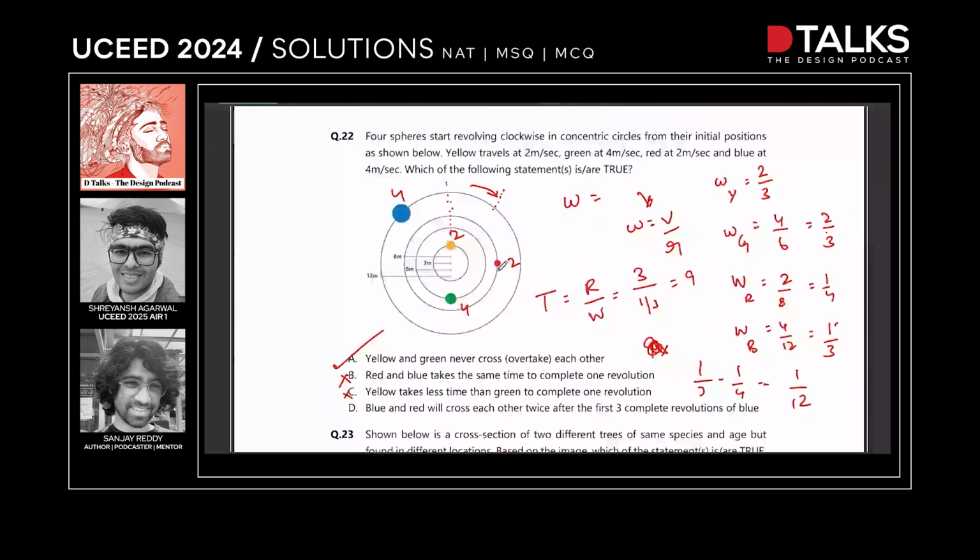So basically, let's assume red stops moving. Then blue will start moving with 1/12 omega, so that the same situation is maintained. In 9 seconds, 1 by 12 times 9 gives you 3/4 of a revolution. That means it's not crossing red twice, because this is less than 1. That means D is also wrong.